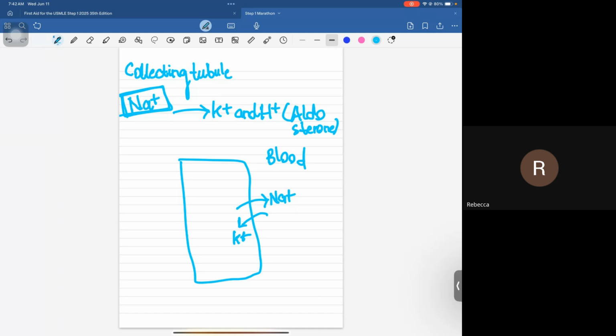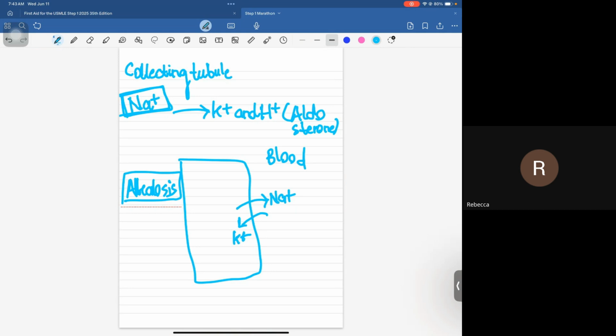At the same time, it's going to cause hydrogen to be exchanged for sodium as well, and when that happens, you are going to get metabolic alkalosis. So again, remember this: aldosterone leads to metabolic alkalosis and hypokalemia.